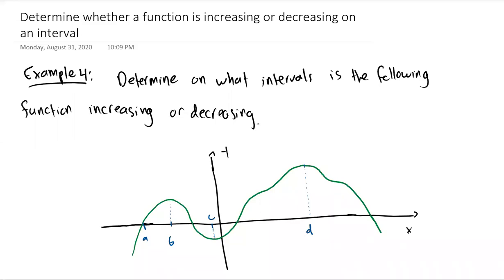Okay, the next topic is determining whether a function is increasing or decreasing on an interval. So I have to define what it means for a function to be increasing or decreasing on an interval. This is very similar to the definition of the average rate of change of a function. The average rate of change of a function is only defined on an interval.